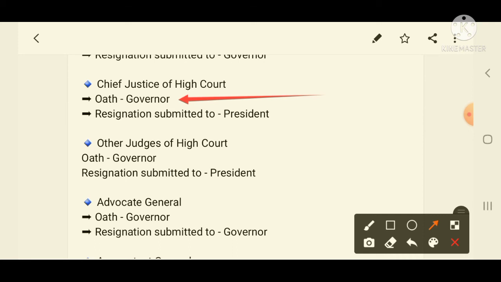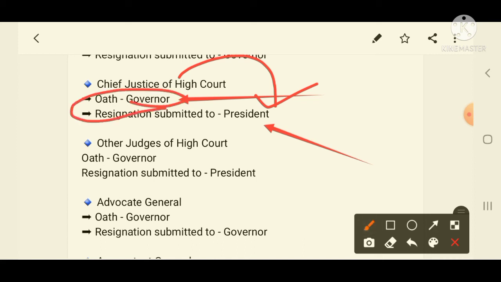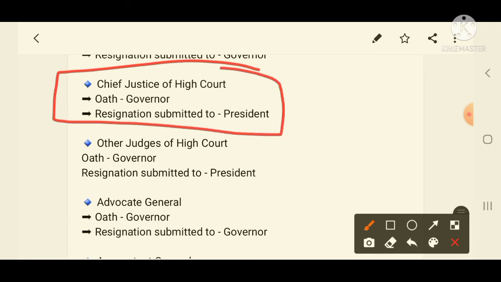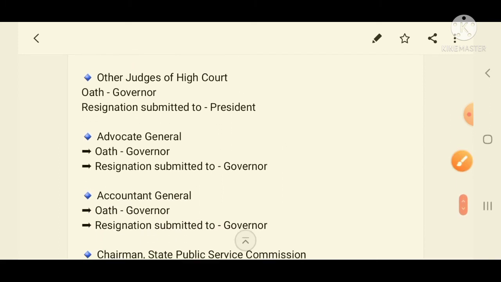And for example, due to some reason, if the Chief Justice of High Court wants to resign, then he has to submit his resignation letter to the President of India. See, he is given oath by the Governor, but he has to submit his resignation letter to the President of India. So this you have to remember in case of Chief Justice of High Court. This is a separate case where Governor and President are included for oath and resignation respectively.